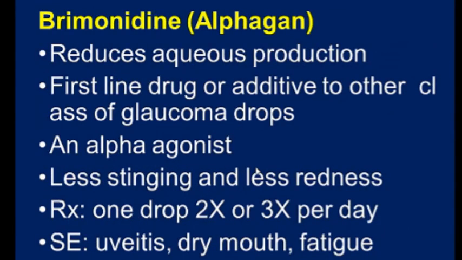Brimonidine is one example of the alpha-2 agonists, and another name for brimonidine is Alphagan. Brimonidine reduces aqueous production, so it's also a first line of drug. It can also be used in combination with other classes of drugs, depending on the level of the glaucoma. And it also has a neuroprotective ability.